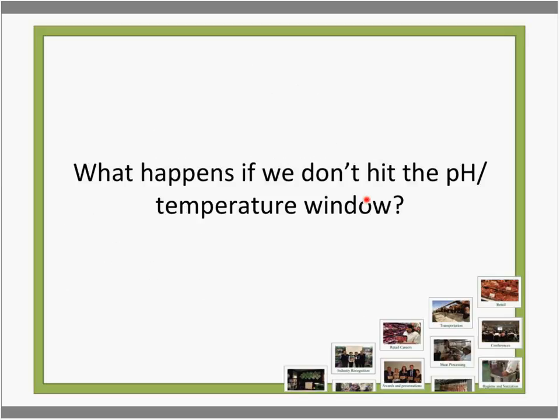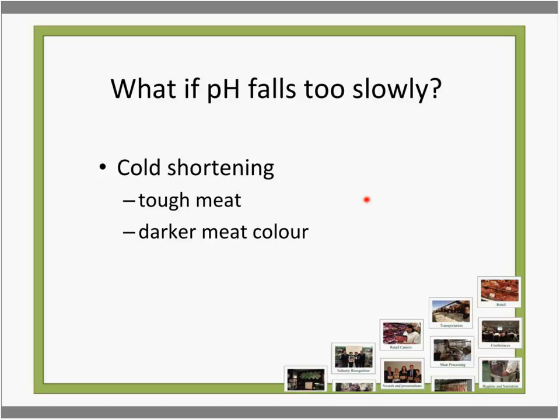So we've talked about pH, the pH temperature window, and the factors that can change to affect the decline of pH. But what happens is the pH falls too slowly. If it falls too slowly, we get shortening, we get tougher meats, and a dark colour.